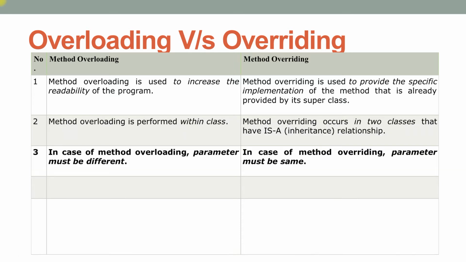Then the third point, in the case of method overloading, the parameters must be different. Method overloading can be implemented by changing parameters, changing the number of parameters, or changing the order of the parameters. In the case of method overriding, the parameters must be the same. So the function prototype should be the same. That is, the function name should be the same, the parameters should be the same and in the same order, and finally the return type also the same.